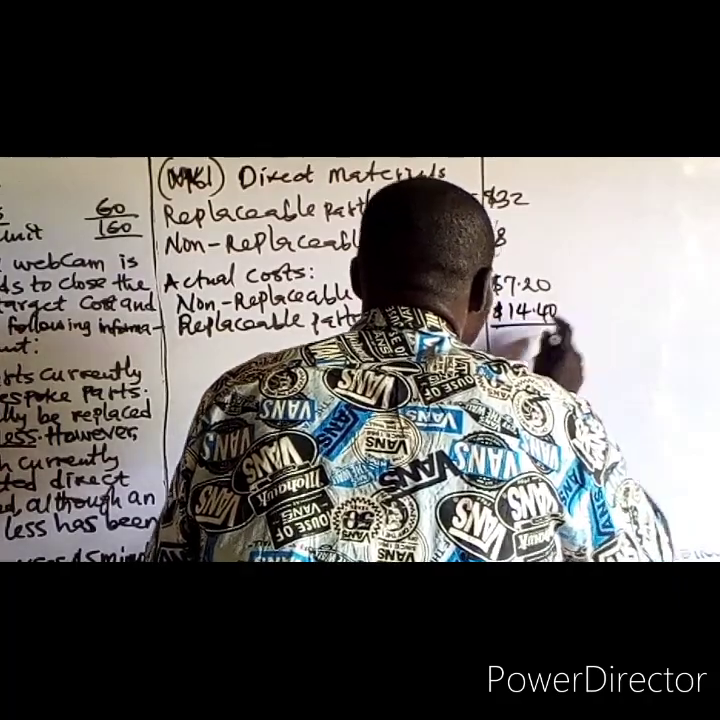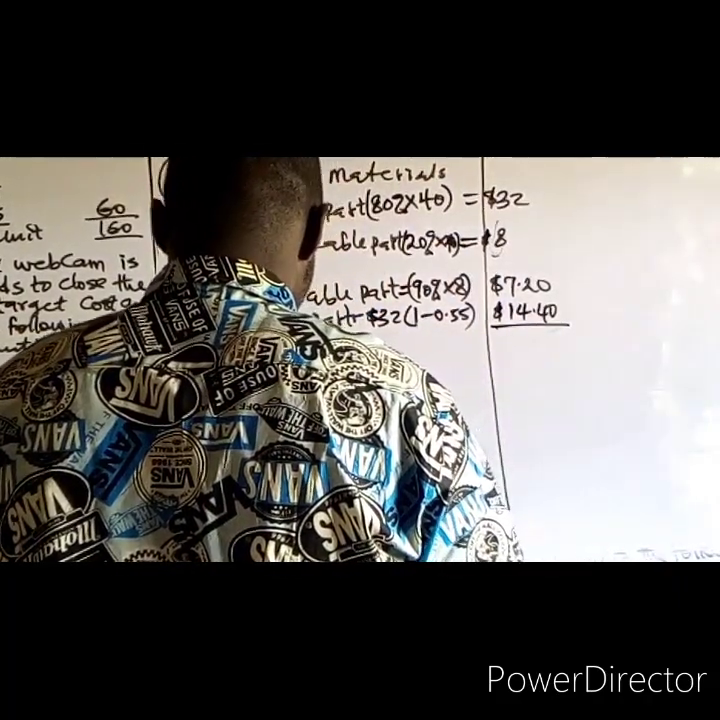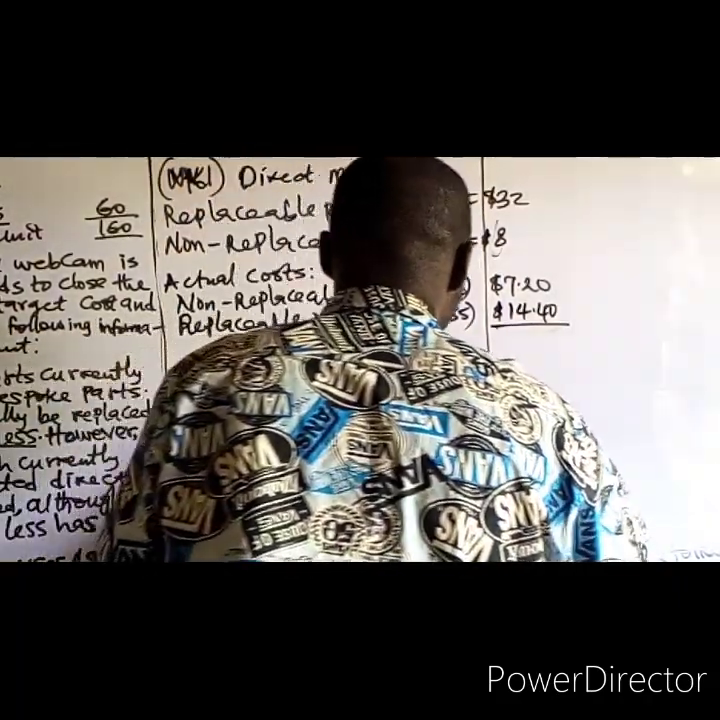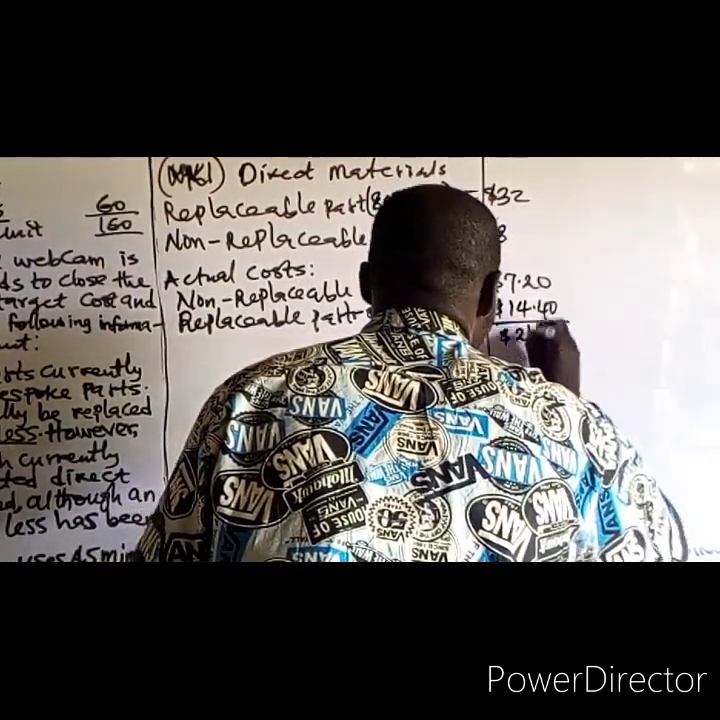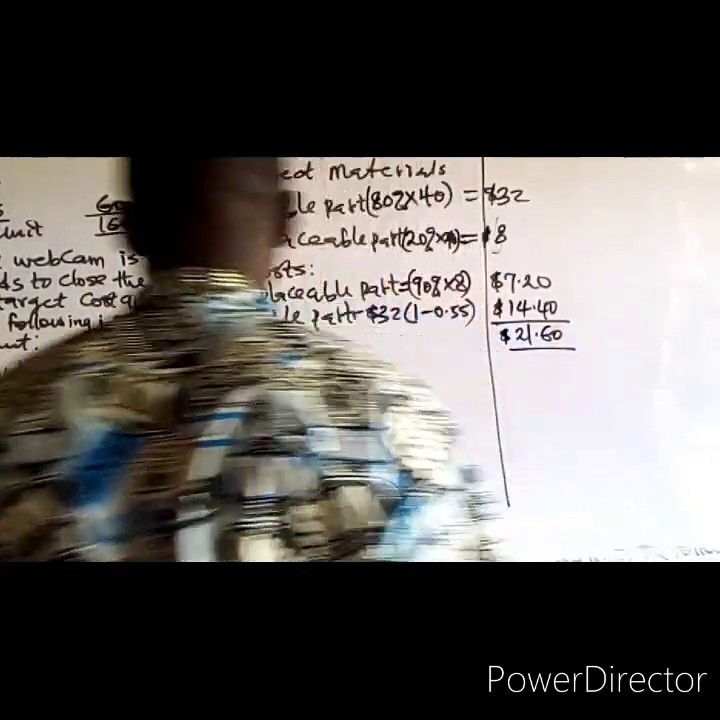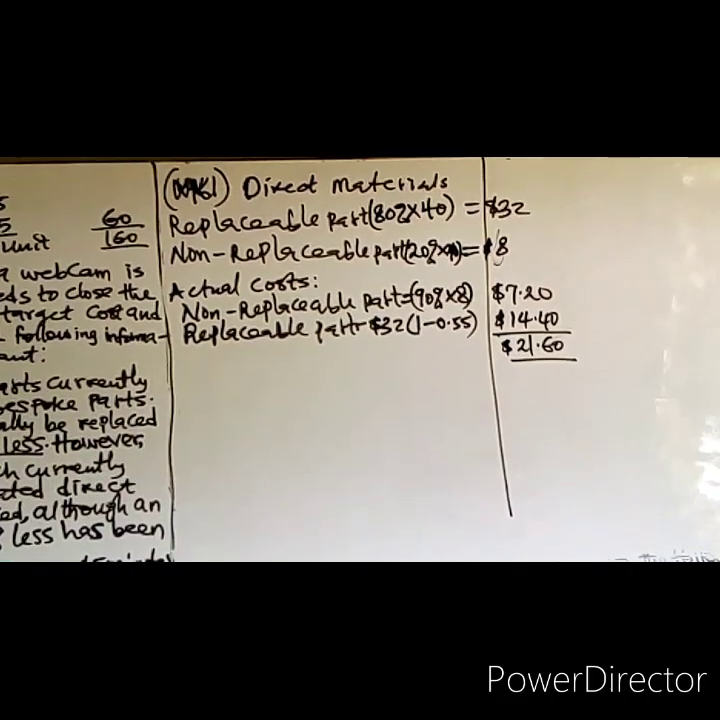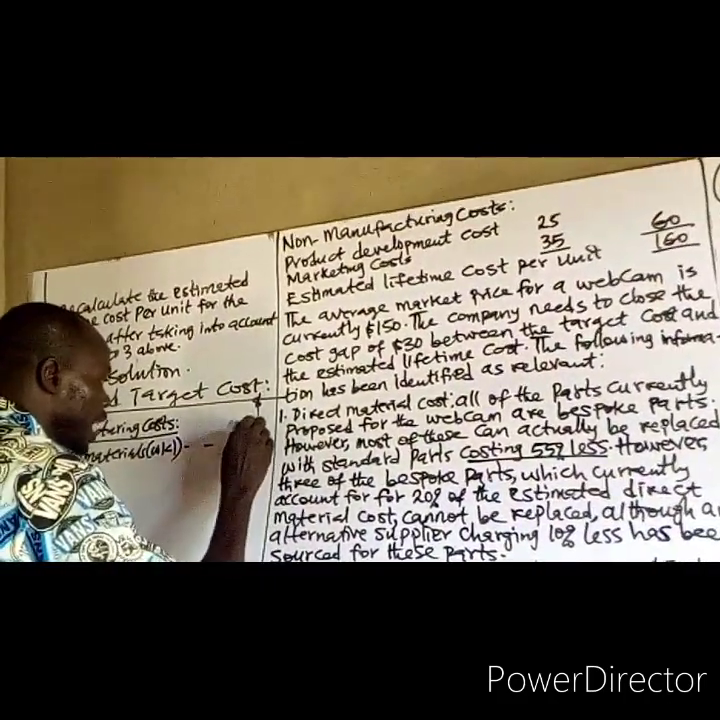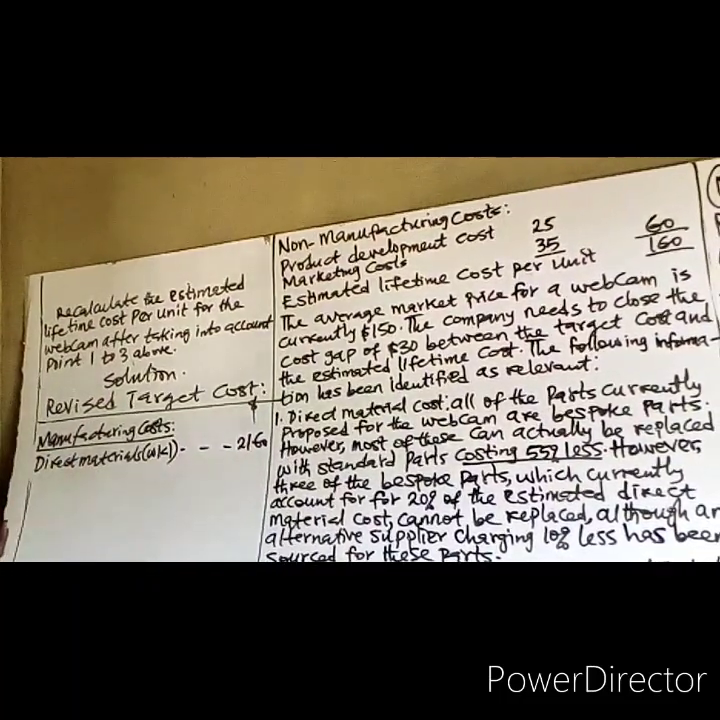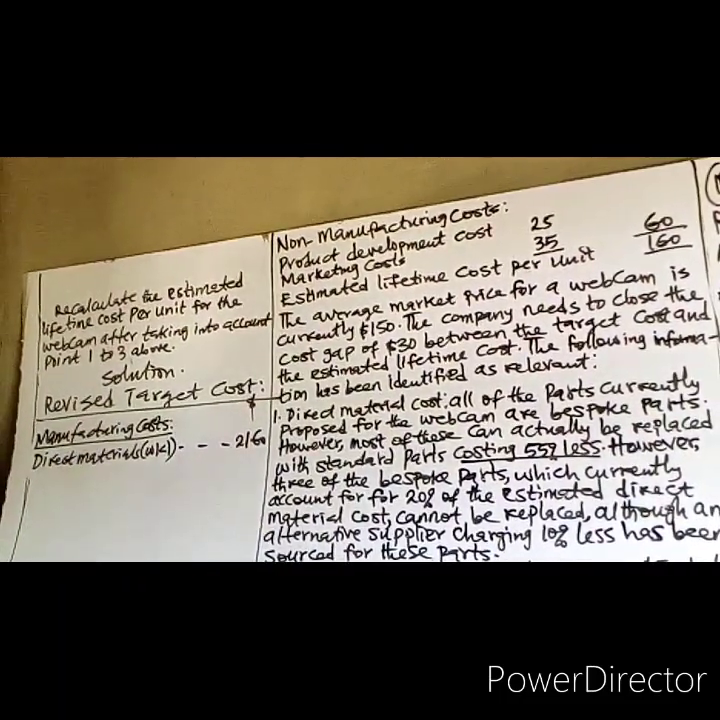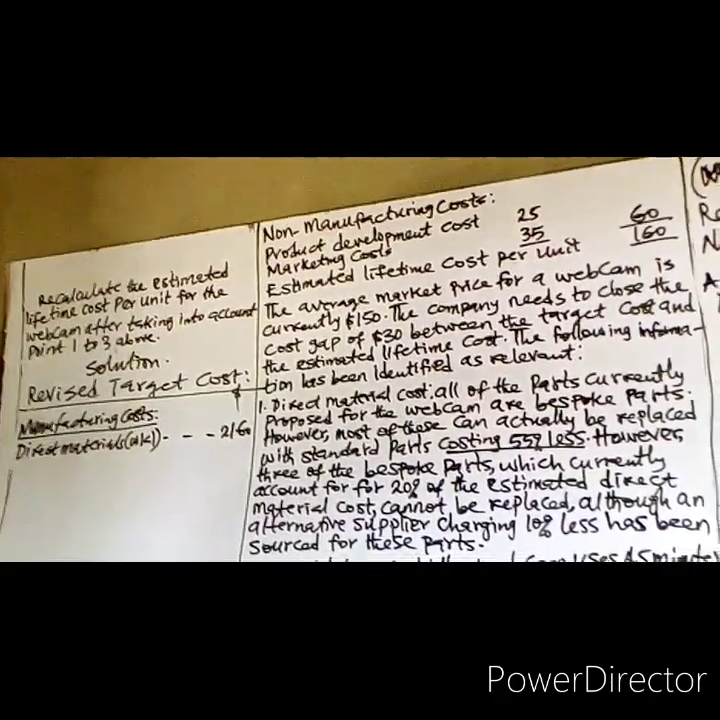So if you add it to 7.20, that means the direct material cost is 21.60. That is the actual direct material cost, so you substitute 21.60 for that here. Now we're done with that.